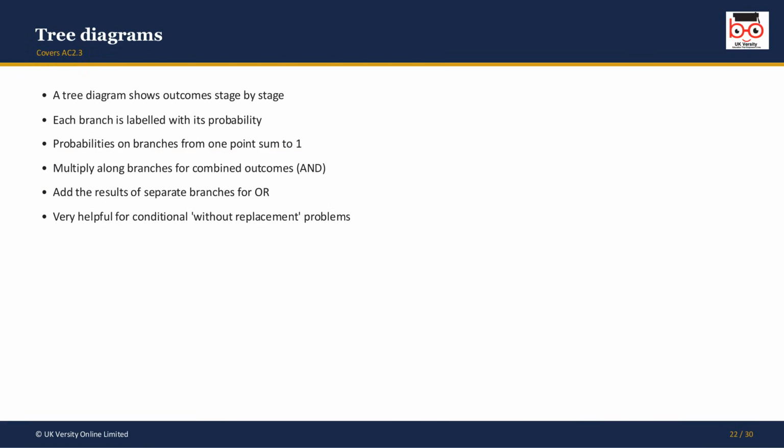Tree diagrams are a lovely way to lay out problems that happen in stages. Each branch is labeled with its probability, and the branches coming out of any one point always add up to 1. To find the chance of a combined outcome, an AND, you multiply along the branches. For an OR, where separate routes lead to the same result, you add those routes together. They're especially helpful for conditional without replacement problems.